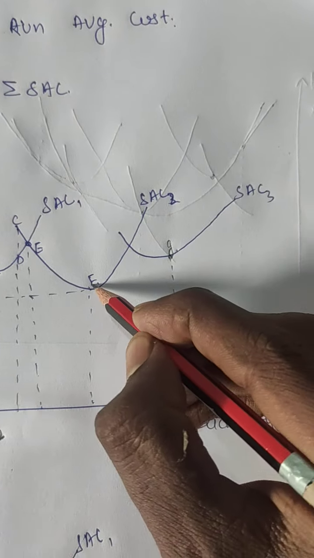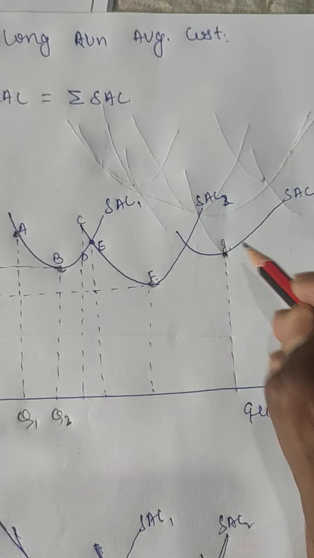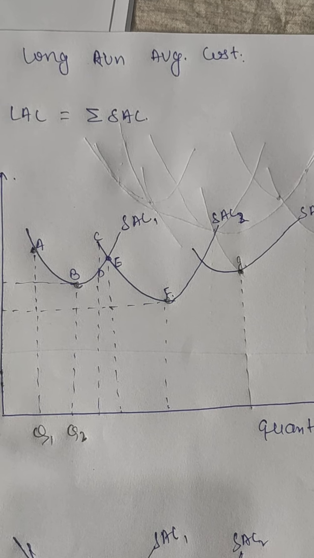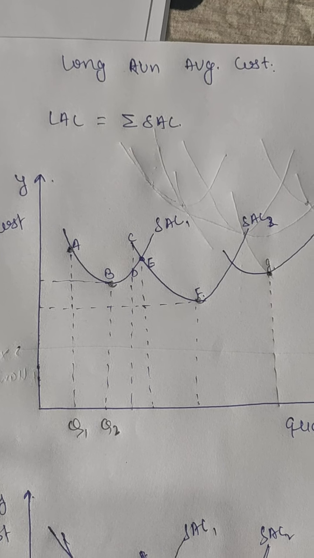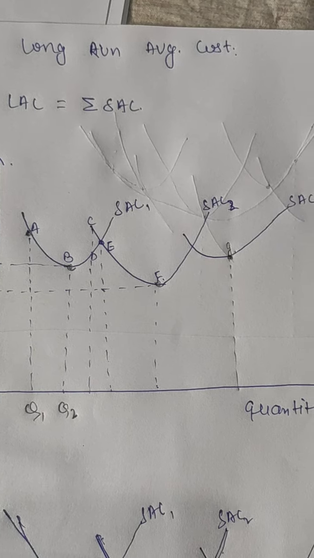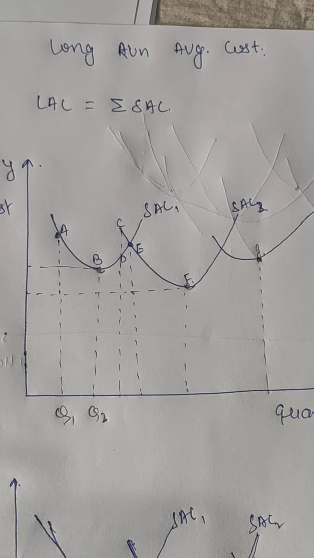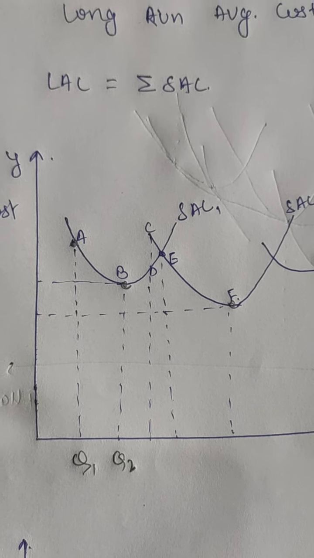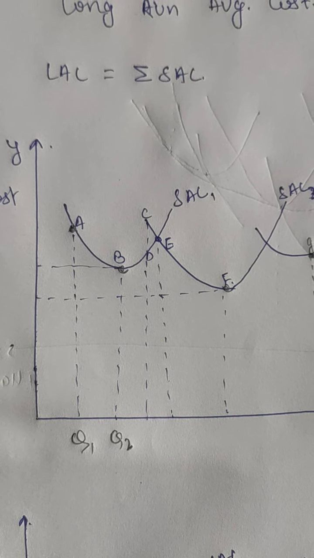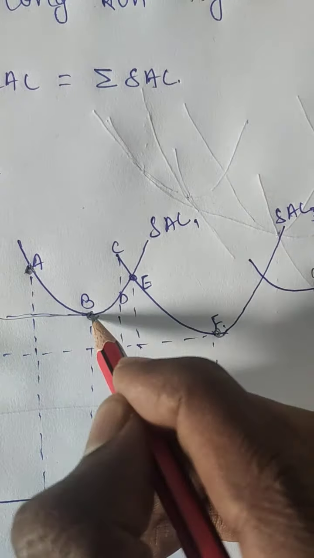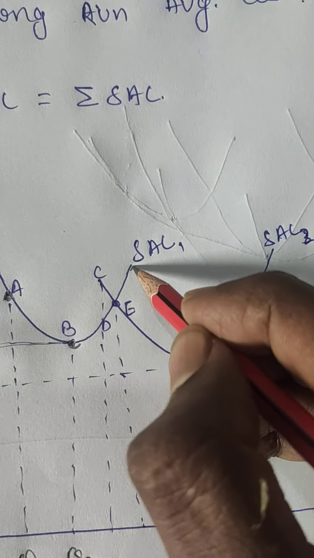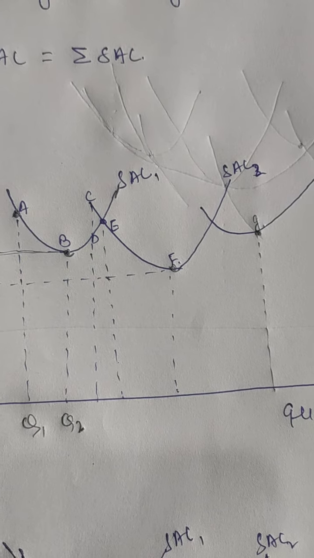Point B, point F and point G are the lowest cost of production for companies 1, 2 and 3 respectively. Now see in the graph point A and point B. Point B is the lowest cost of production in short run average cost for company 1.